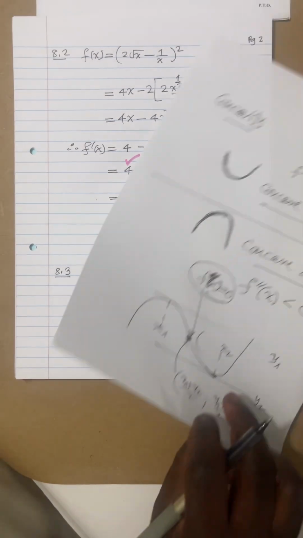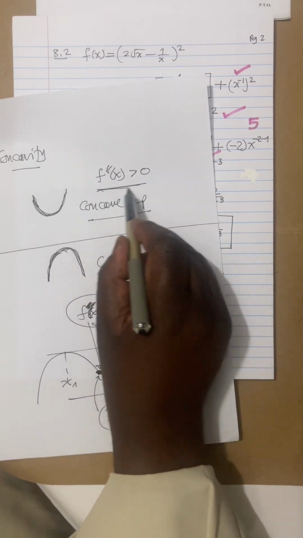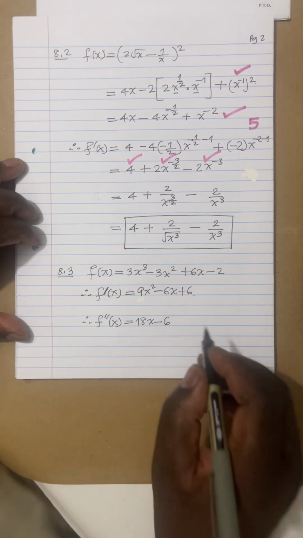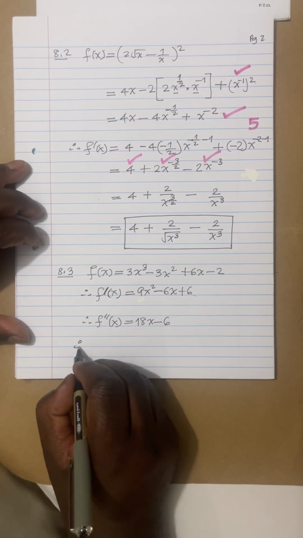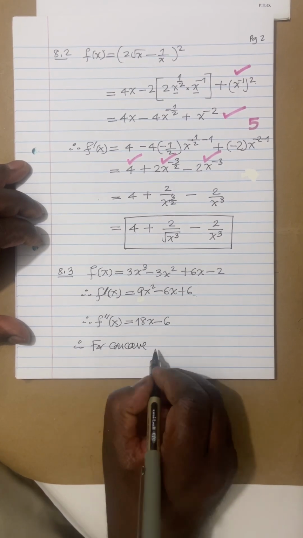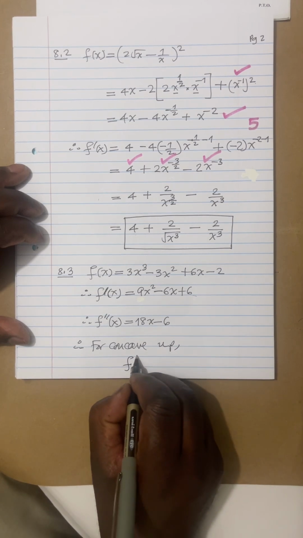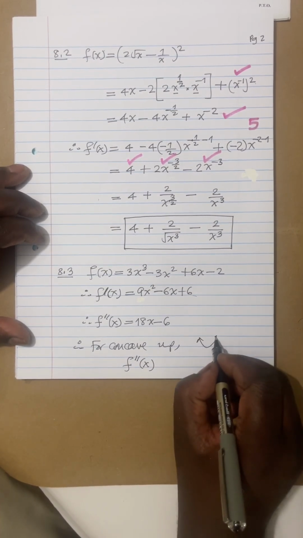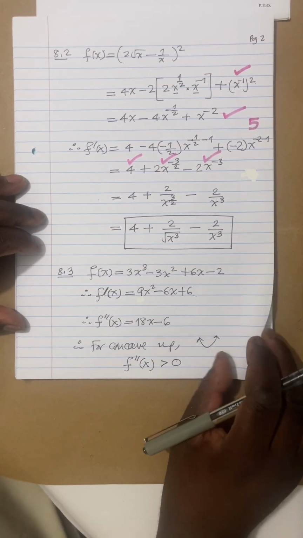for concave up, the question says concave up, there is the condition for concave up. So we're going to say that this expression here should be greater than what? 0. So therefore, for the concave up condition, f double prime of x must be greater than, strictly greater than 0.